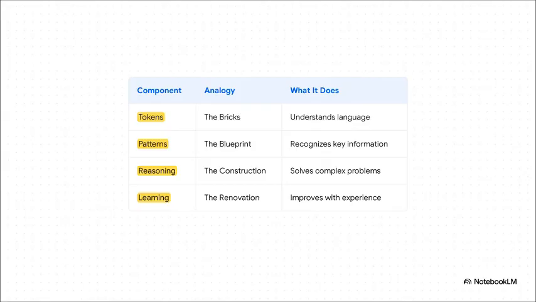So let's bring it all back together one last time. We started with the bricks, the tokens, which let the AI understand language. Then, we needed a blueprint, the patterns, which let it recognize key information. That led to the actual construction, the reasoning, which it uses to solve complex problems. And finally, the ongoing renovation, constant learning, which allows it to improve with every single experience.